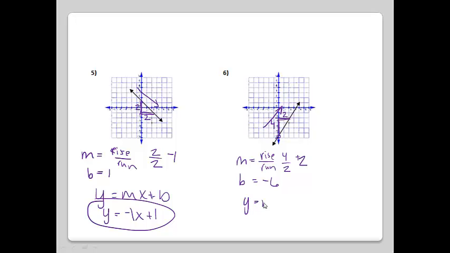So when I do y equals mx plus b, my m I decided was 2, so 2x, and then my b is negative 6, so I'll just put minus 6. You could also put y equals 2x plus negative 6 if you really wanted to.